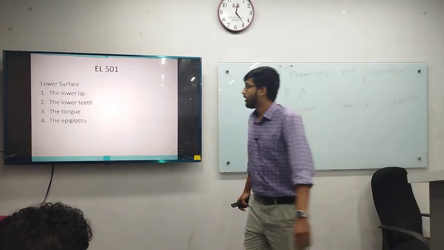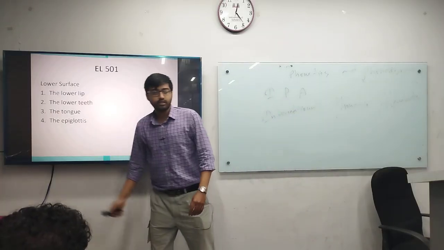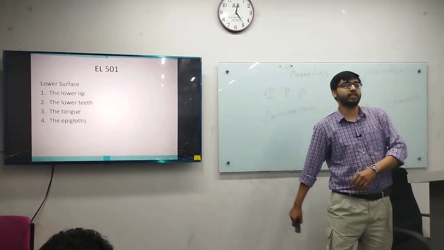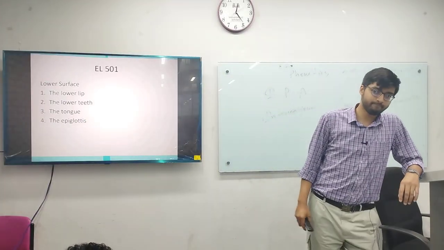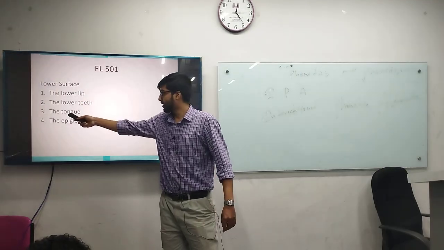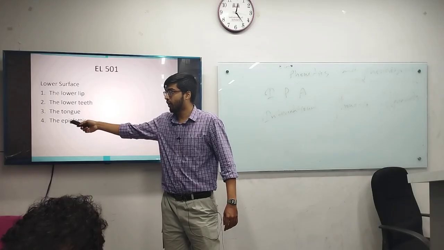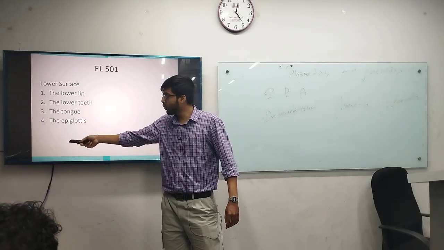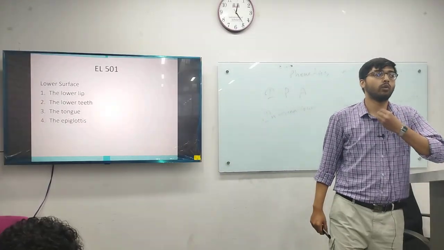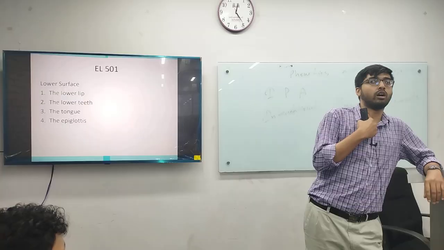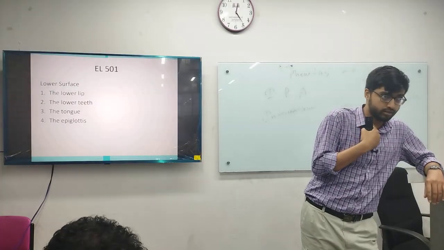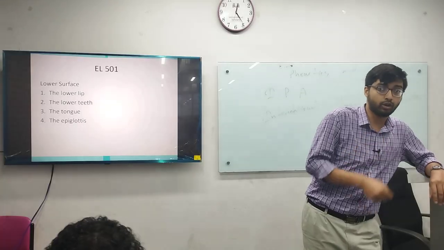Yes, sir. Okay, so the lower surfaces are 4 here, but the tongue has 4 also, so we could say 7 parts here also: lower lip, lower teeth, tongue tip, tongue front, tongue back, tongue root, then the epiglottis. Epiglottis means the place where the glottal stops occur. That's the place we call epiglottis.